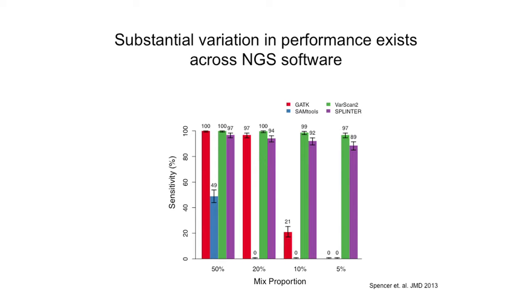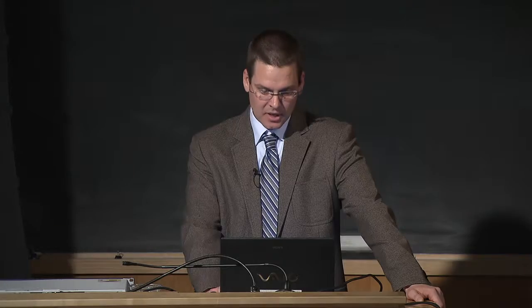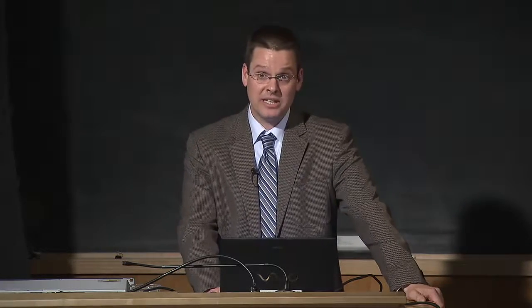GATK detected 100% of the variants at 25%, 97% at 10%, but then had a pretty steep cutoff at variants less than 10% VAF. The other programs performed significantly better, VarScan 2 and Splinter, detecting more than 90% of the variants, even at 2.5% allele fraction. So the next question is whether there is any trade-off between the sensitivity and the specificity.